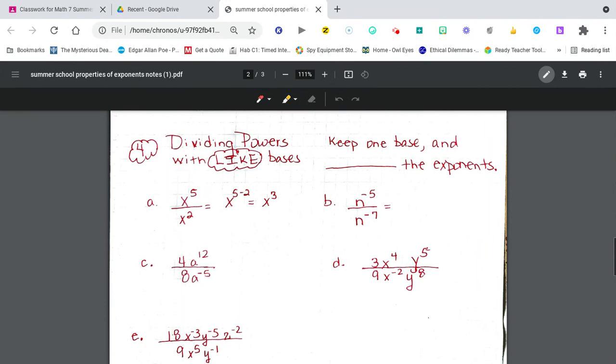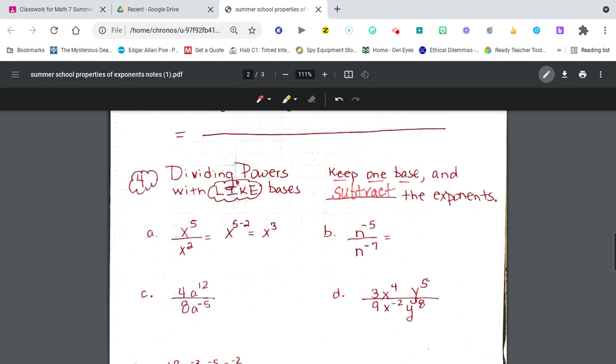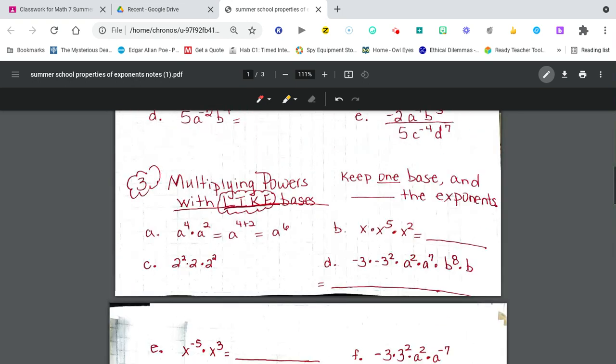All right, so when dividing powers with like bases, in other words, your bases got to be the same, what you want to do is keep one base, and instead of add the exponents, you want to subtract the exponents. So I'm going to go back to something. So up here on this one, when you multiply powers with like bases, you still kept one base, but you added the exponent.